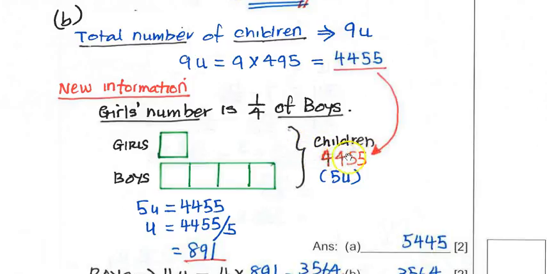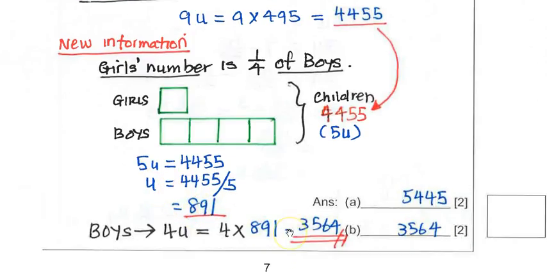Remember, 4455 by itself is 5 units. It represents 5 units, which represents girl 1 unit, boys 4 units. Okay, not girls 1 unit, boys 3 units. Wrong. It is 1, 4. Girls are 1/4 of boys. So there are 5 units over here. 5 units is 4455. 1 unit is 891.